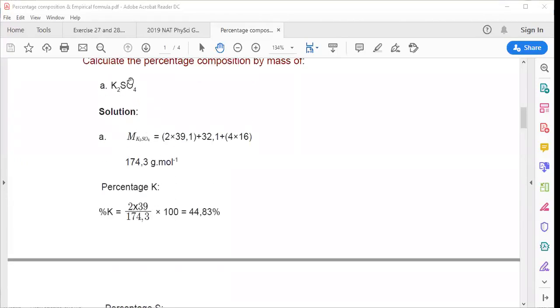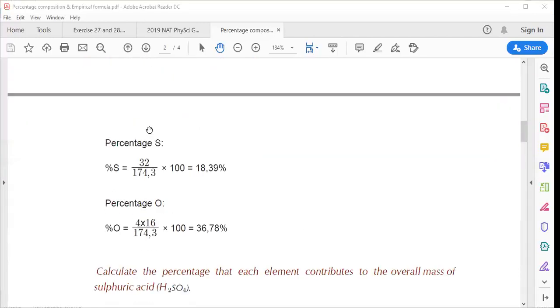I go to oxygen. I check what the molar mass for oxygen is. It's 16, but how many are there? 4. So the percentage of oxygen is going to be 4 times 16 divided by my total, multiplied by 100. I have to convert this to a percentage. My answer becomes 36.78%. Is that clear? That's all that I've done here.